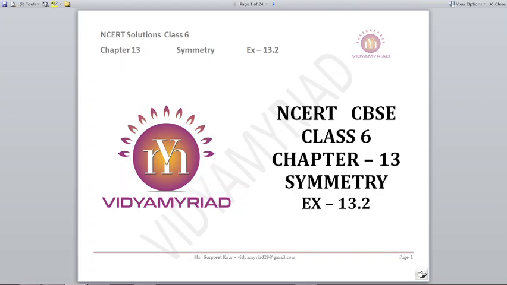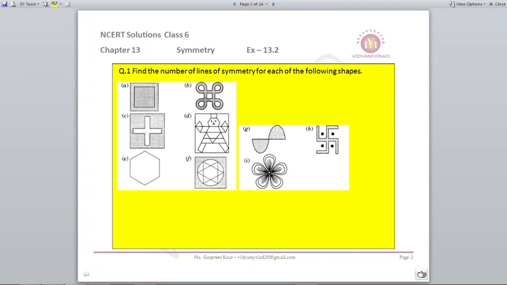This video is made for class 6 on chapter number 13, Symmetry, and today we are going to begin with exercise 13.2 from NCERT. Question number 1. Find the number of lines of symmetry for each of the following shapes.